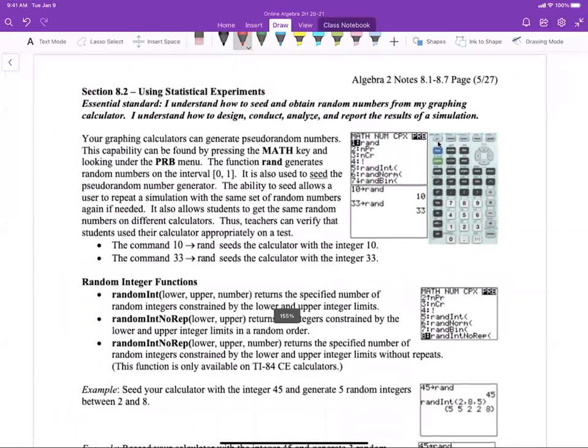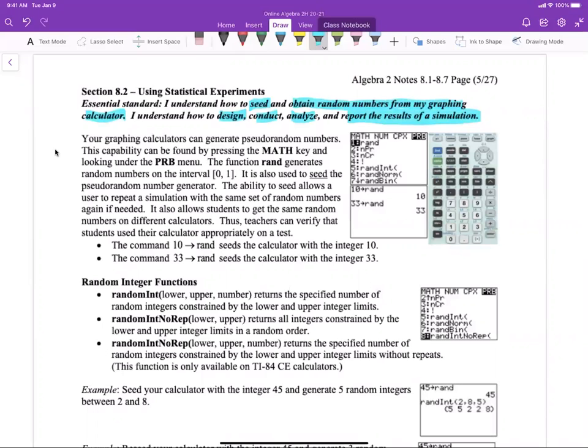All right, this is lecture 8.2, and this is a calculator heavy lecture. So if you don't have your TI-84 next to you as you watch this, please get it because you will need it. Okay, so this is section 8.2. As I said, the essential standard: I understand how to seed and obtain random numbers from my graphing calculator. I understand how to design, conduct, analyze, and report the results of a simulation.